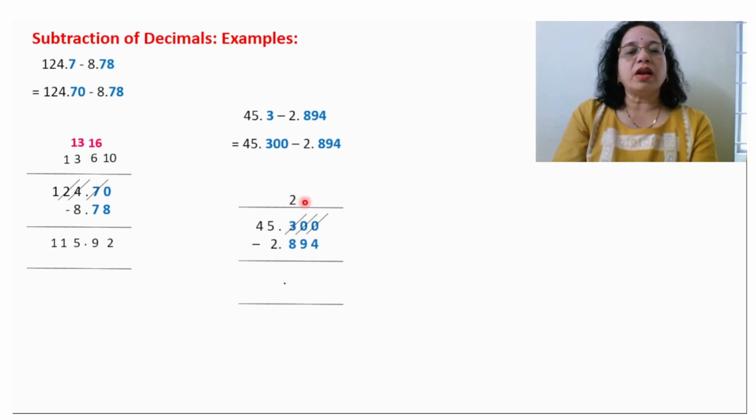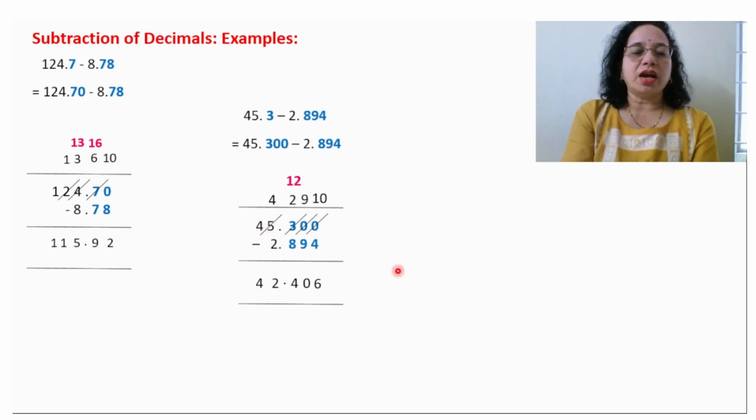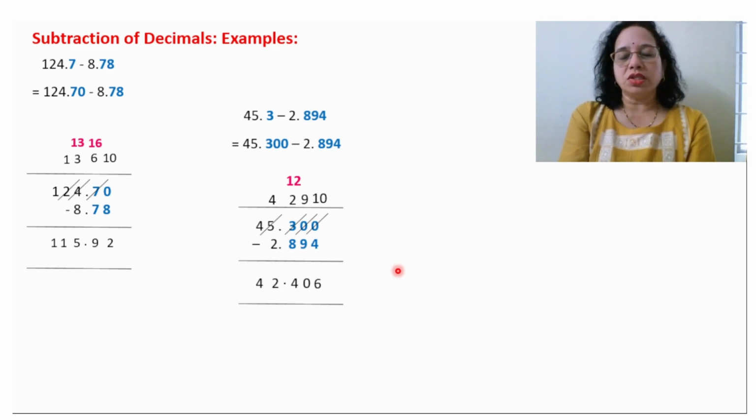But from 10, one number will be given to the right hand side number. So what is left over here? 9. And now this will be 10. So 10 minus 4 will be 6. 9 minus 9 will be 0. This 8 we cannot subtract from 2. So again borrow from 5. So this is left here 4. And now this 2 will become 12. So 12 minus 8 will give you 4. 4 minus 2 will give you 2. And this 4 will be as it is. So the final answer is 42.406.